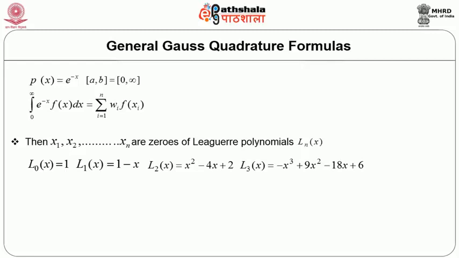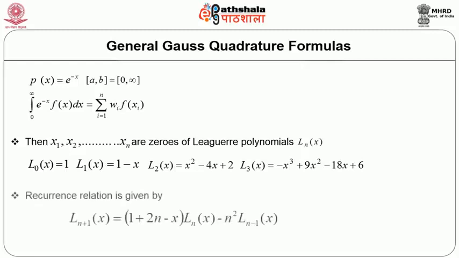Now, Laguerre polynomials are orthogonal with respect to e raised to minus x on the interval 0 to infinity. Laguerre polynomials are denoted by Ln(x), where L0(x) is 1, L1(x) is 1 minus x, L2(x) is x square minus 4x plus 2, L3(x) is minus x cube plus 9x square minus 18x plus 6, and the recurrence relation is given by L(n plus 1)(x) is (1 plus 2n minus x) Ln(x) minus n square L(n minus 1)(x).